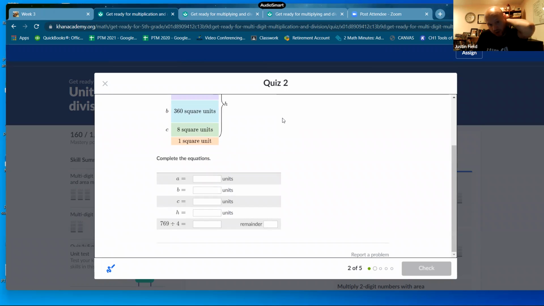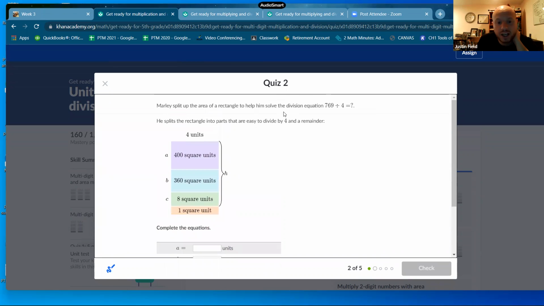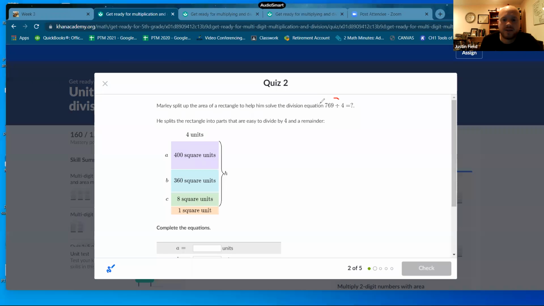Okay, and so we can do the same sort of thing we did with multiplication, split these things into rectangles. And this time, instead of looking for what ends up in the rectangle, we're looking for what would be on the outside of the rectangle. So this is to get 769 divided by 4. We separate it into 400, 360, 8, and 1. I personally would not do it like this, but that's okay. It's a good way to figure out how to do this in your head. Maybe that's why I'm not so good at that.